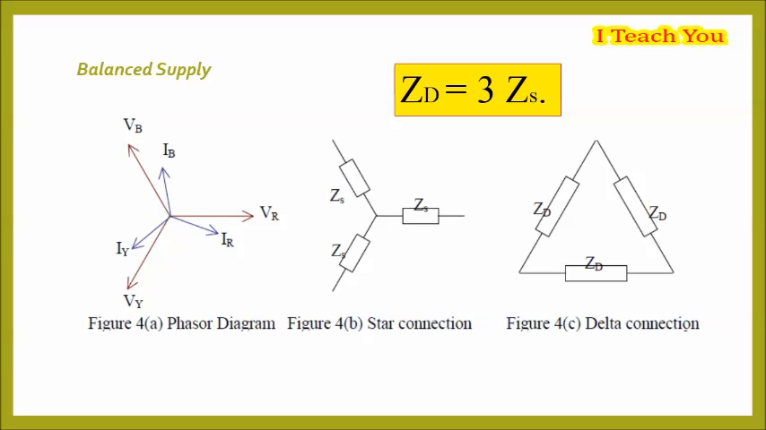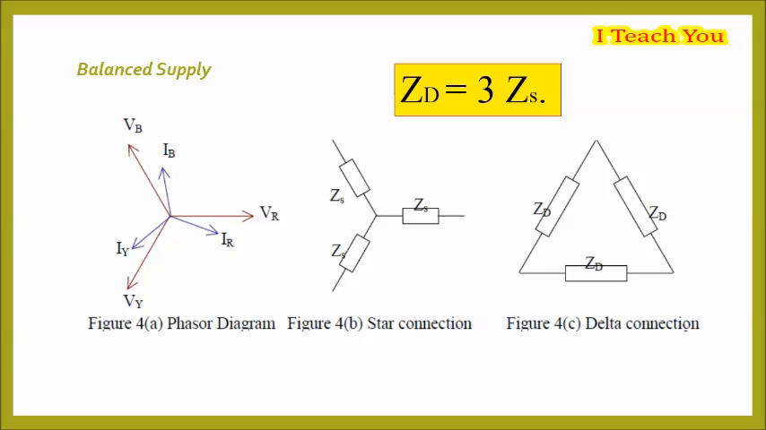However, in both cases, each of the three phases will have the same impedance as shown in figures 4b and 4c. It can be shown, for a balanced load, using the star-delta transformation or otherwise, that the equivalent delta-connected impedance is 3 times that of the star-connected impedance. The phase angle of the impedance is the same in both cases. ZD equals 3ZS. Note, this can also be remembered in this manner.